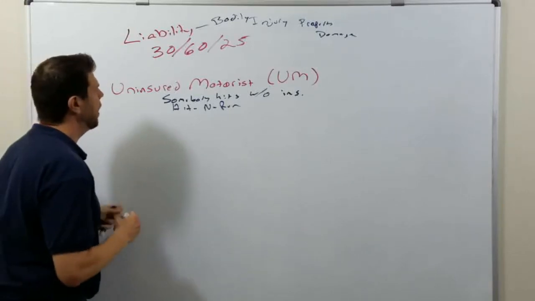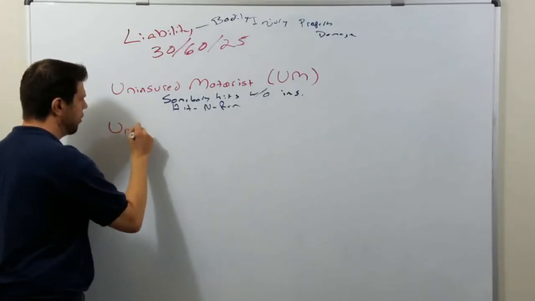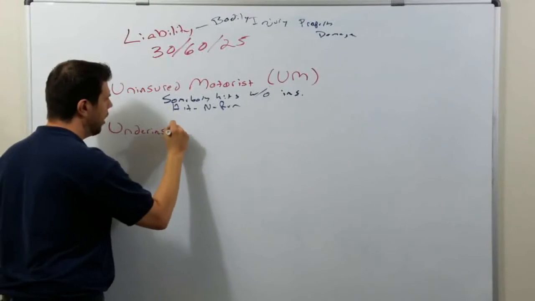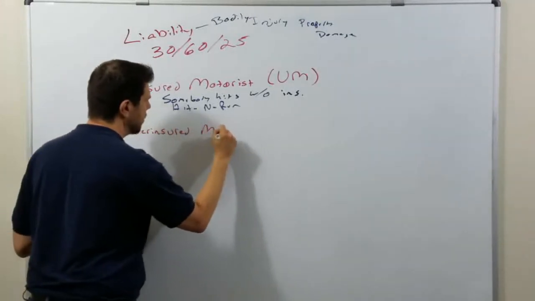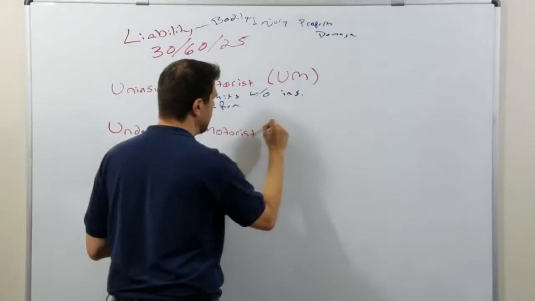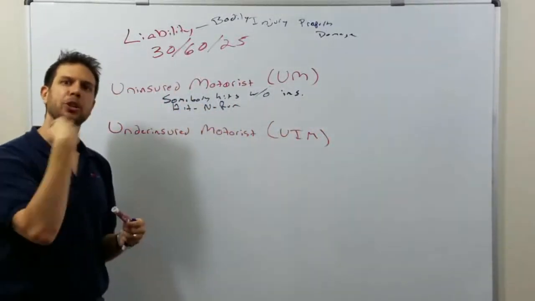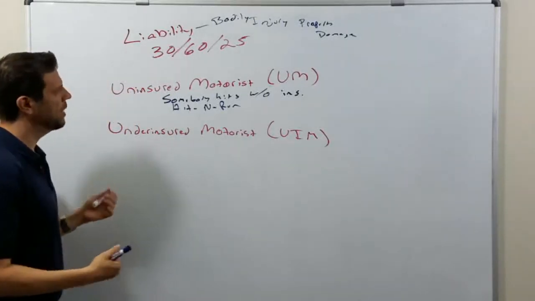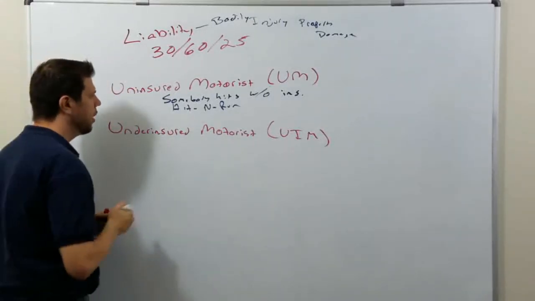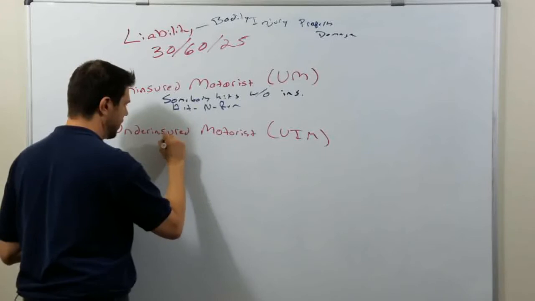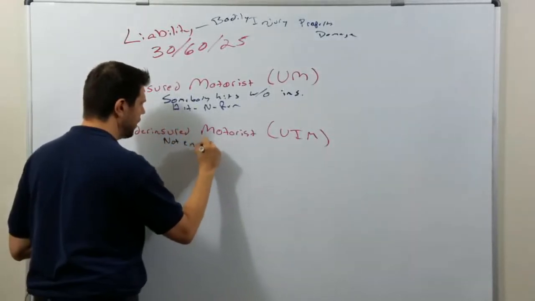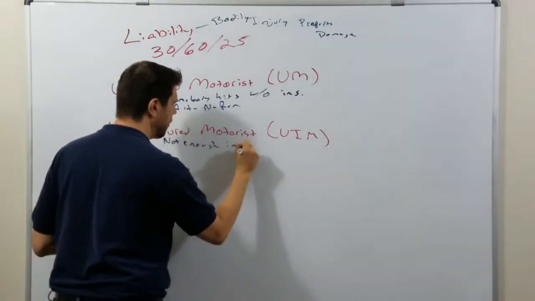Another portion of the policy is underinsured motorist. Underinsured motorist, known as UIM, pays you if somebody hits you who doesn't have enough insurance. I'll explain that in a little bit.